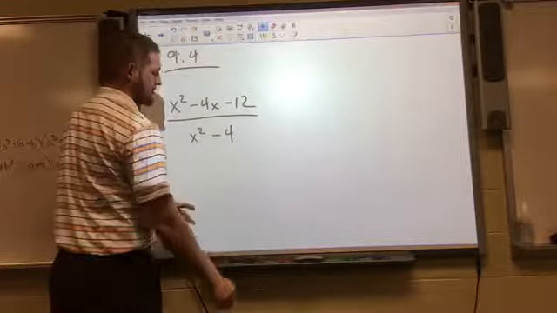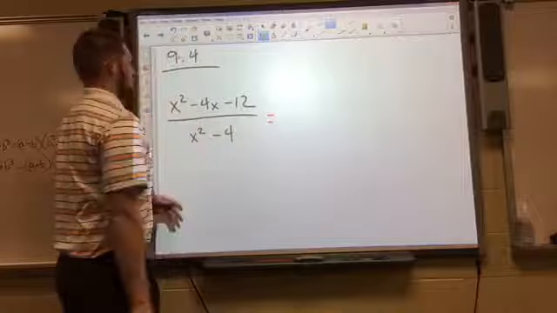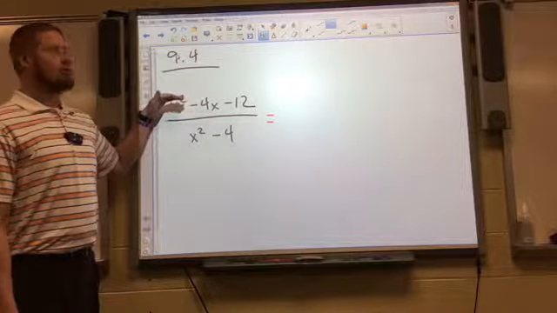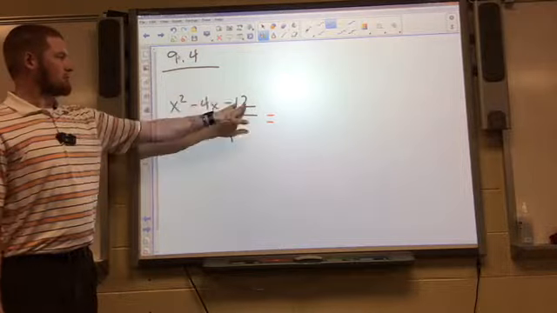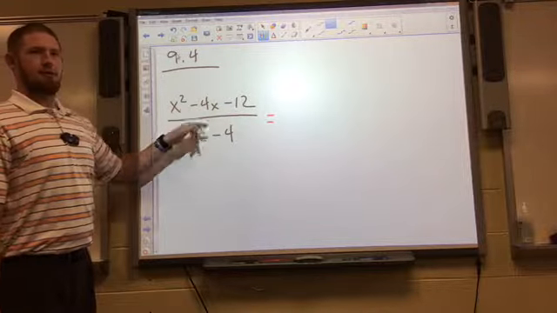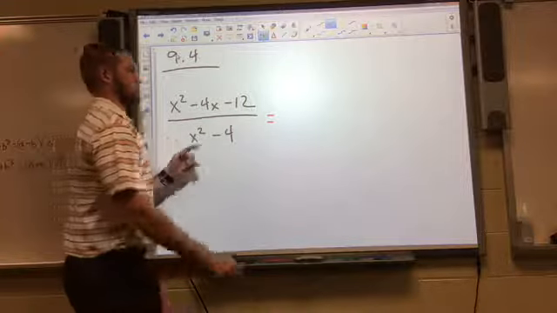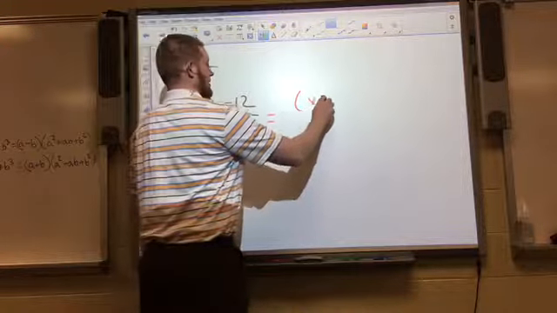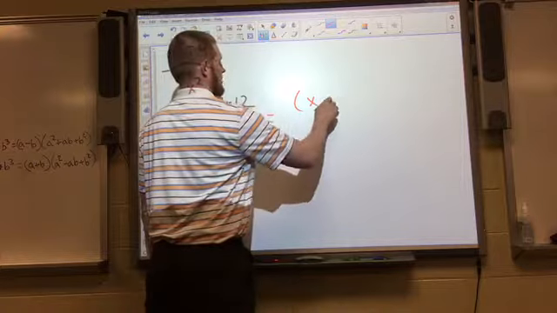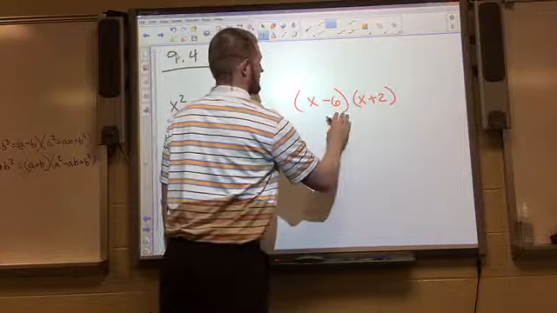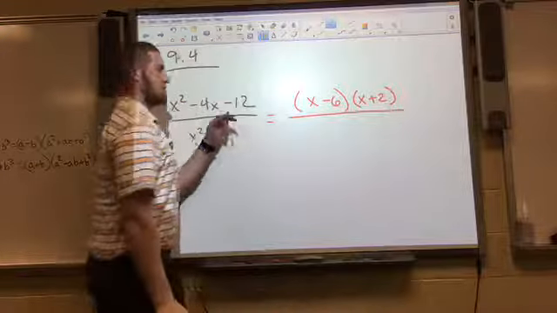So when looking at this to simplify, what do I need to ask myself to factor the top? What multiplies to negative 12 and adds to negative 4? Negative 6 and positive 2. So my factors are x minus 6, x plus 2, correct? Okay, now I need to do the same thing to the bottom.